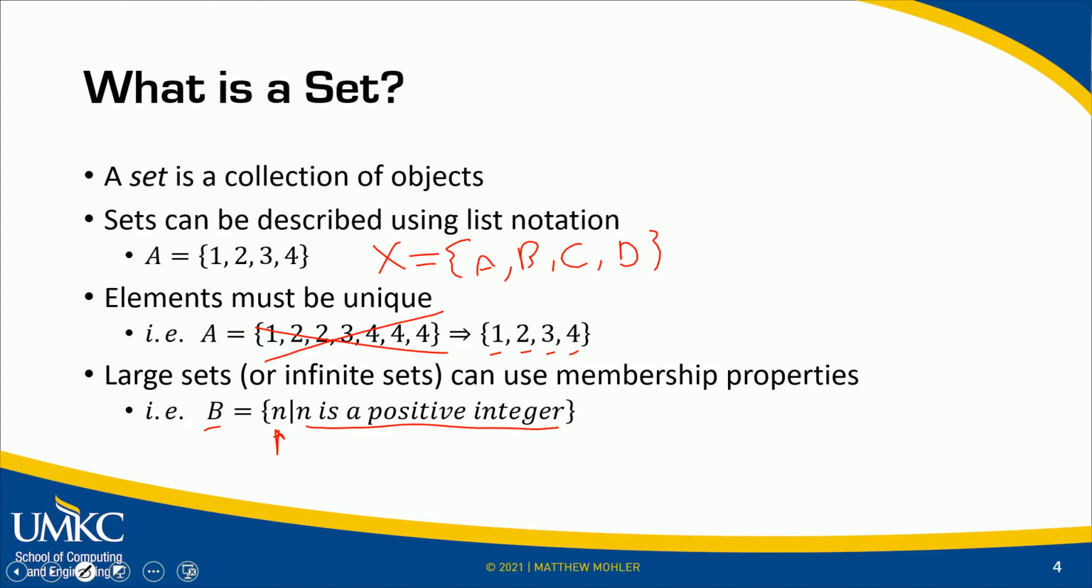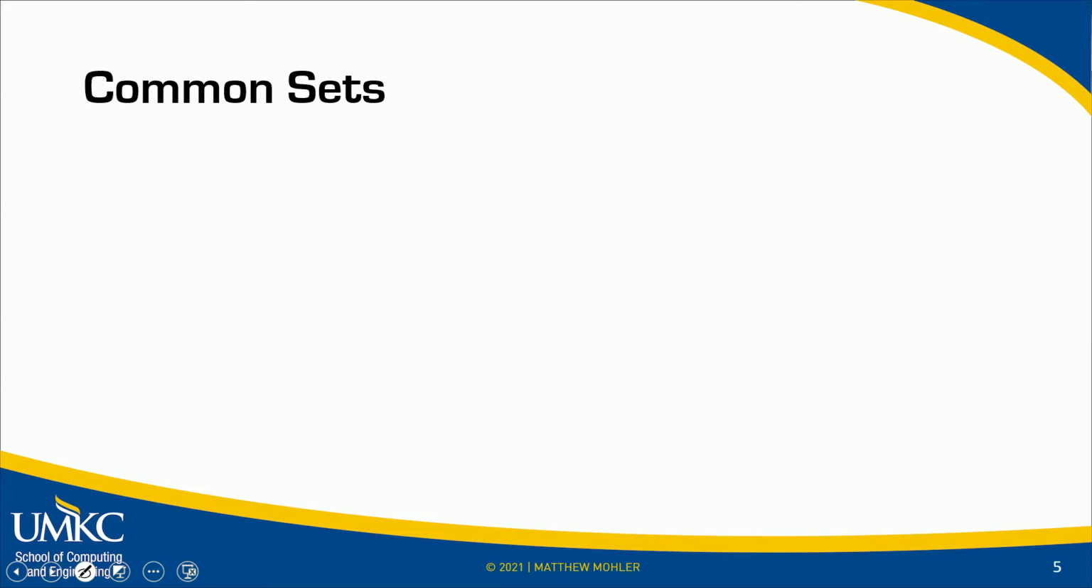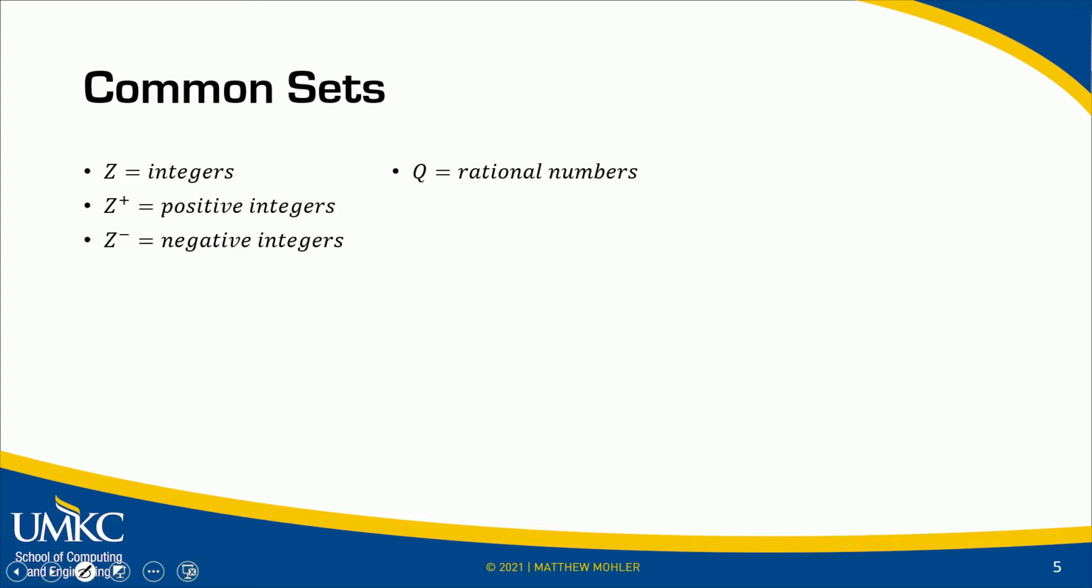Now, we're going to do a quick review of some common sets, which hopefully you're familiar with. But just to work through those real quick, the first set we'll look at is the set Z. And Z is just the collection of all integers. After that, we have Z plus, which is the collection of all positive integers, and Z minus, which is the collection of all negative integers. We also have the set Q, which is the collection of all rational numbers, Q plus, which is all positive rational numbers, and Q minus, which is all negative rational numbers.